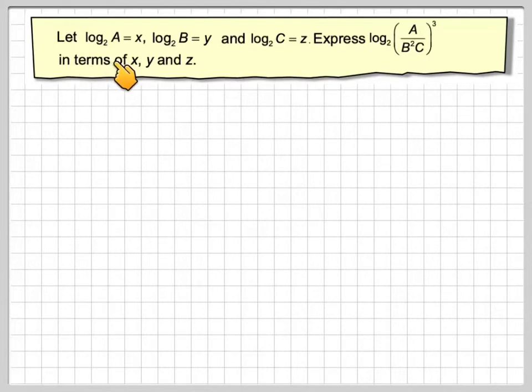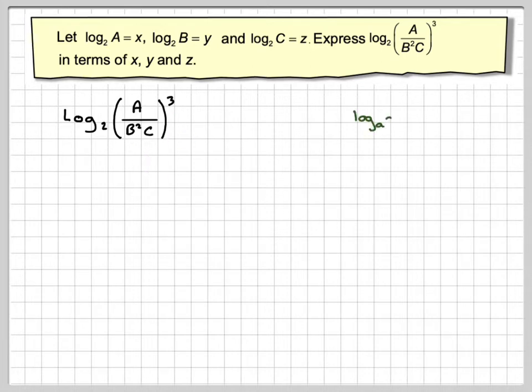Let log to the base 2 of a be equal to x, log to the base 2 of b be equal to y, and log to the base 2 of c be equal to z. Express log to the base 2 of (a divided by b squared times c) all cubed in terms of x, y, and z. Okay, so we've got log to the base 2 of (a over b squared c) cubed.